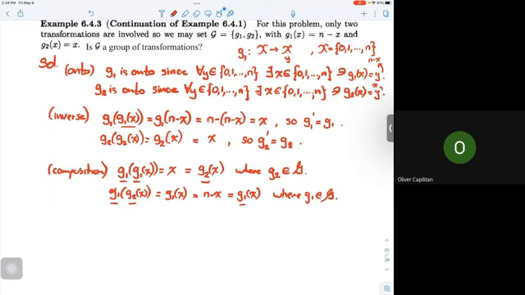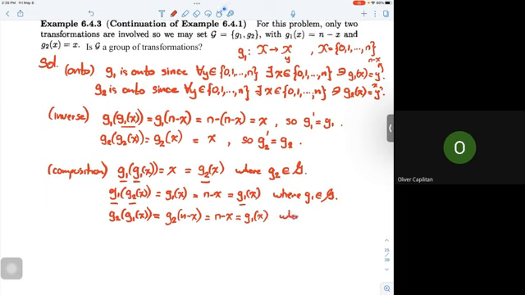Okay? Dito naman, G2, G1 of X. Okay? So, pwede natin hanapin yan. So, we have here G2 of n minus X. So, ano itong G2 of n minus X? N minus X. And this is equal to G1 of X.